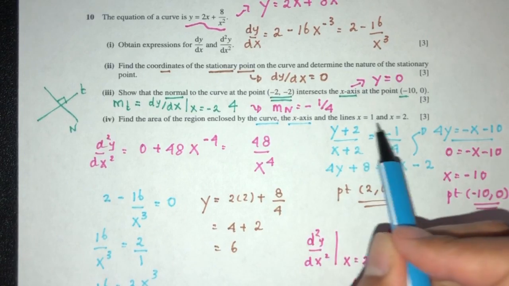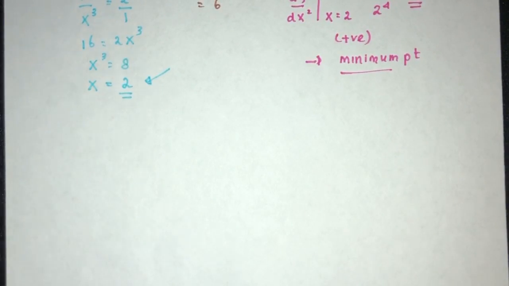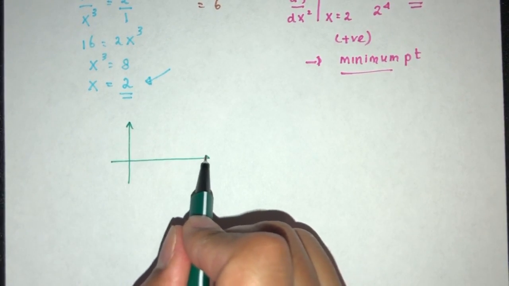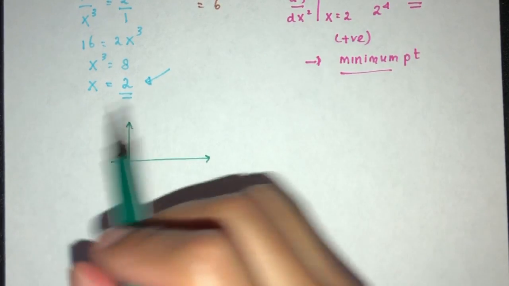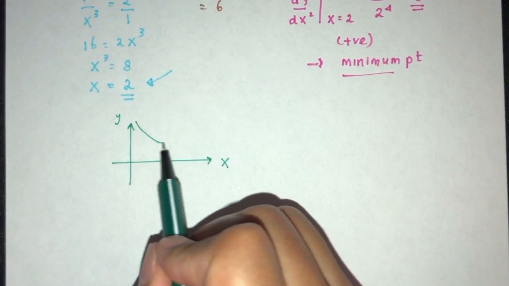Now for part 4, we have to find the area of the region enclosed by the curve, the x-axis, and the line this. So pretty easy. The main idea behind this is, what if we had the curve or the shape? At least we can kind of see what's happening. That will be my value of y and x.